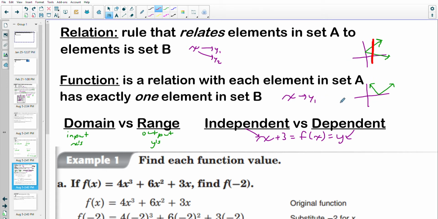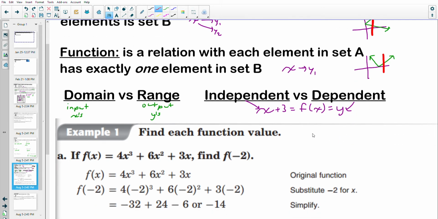If you look at the function, however, if you draw in a vertical line, it would only intersect the graph at one place, meaning each x has exactly one y, so that would be considered a function. So this is a relation, but more particularly, it's better described as a function.